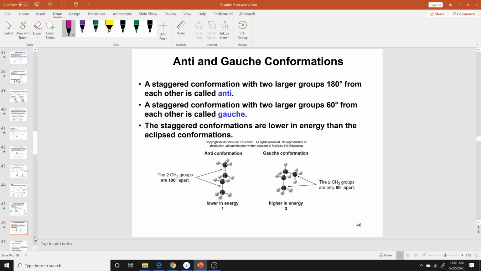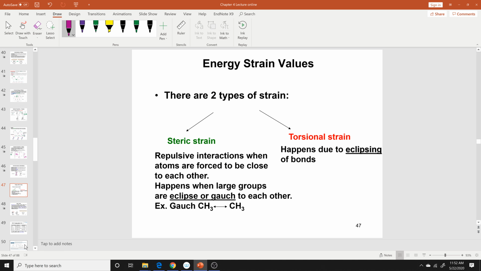Here I'm just defining the term anti and the term gauche, showing that with gauche you have the CH3s that are 60 degrees away from each other. So these two are close to each other and they interact with each other, normally increasing the energy of the structure. With the anti, the largest groups are 180 degrees away from each other. They have no sort of interaction with each other, so the energy of the structure is basically going to decrease in this case, causing the structure to be more stable.